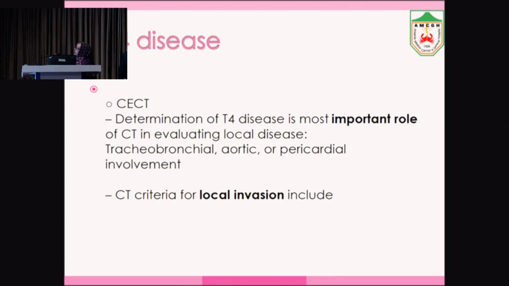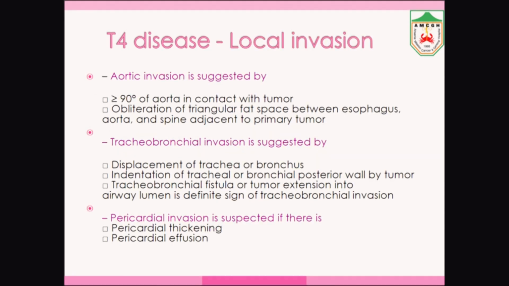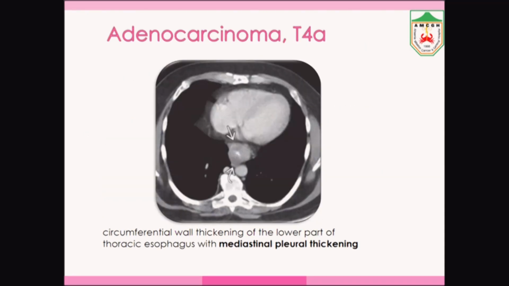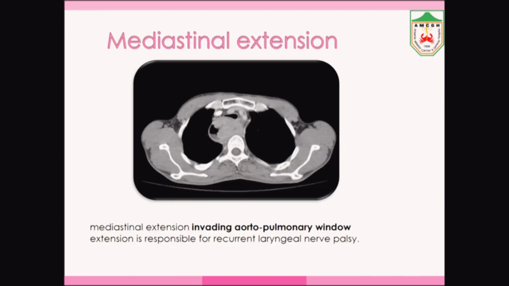CT scan has the most important role for T4 disease, like local invasion, aortic invasion, tracheobronchial invasion, and pericardial invasion. This is the lesion, circumferential wall thickening, which invades the mediastinal pleura. This is circumferential wall thickening in the upper esophagus, which invades the trachea. This is invading the aortopulmonary window, ultimately causing laryngeal nerve palsy.